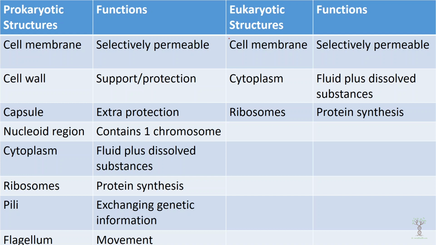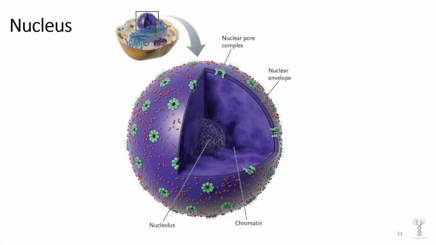So first of all, let's just have a quick look at our chart and we're going to look at what a prokaryote and a eukaryote, those cell types, have in common. Which eukaryotic structures are the same as a prokaryote? They have a cell membrane, they have cytoplasm, and ribosomes. Number one, we have a nucleus. The nucleus has a few characteristics, a few structures that are interesting.